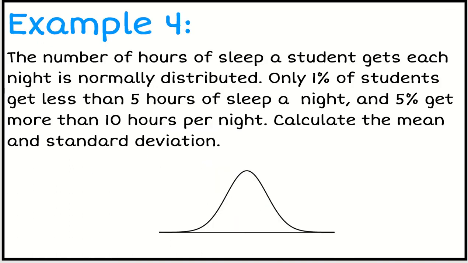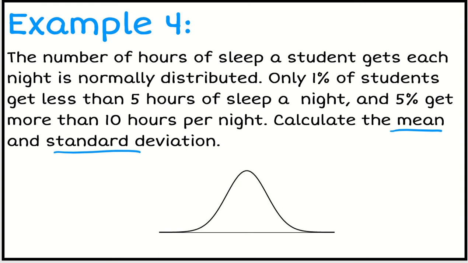Now one more, and this is a nastier example. So what we've got here is we actually need to find the mean and the standard deviation. So we need to do some of what we've been doing now, and we need to use simultaneous equations to work this out. So let's put all the information on our diagram first.